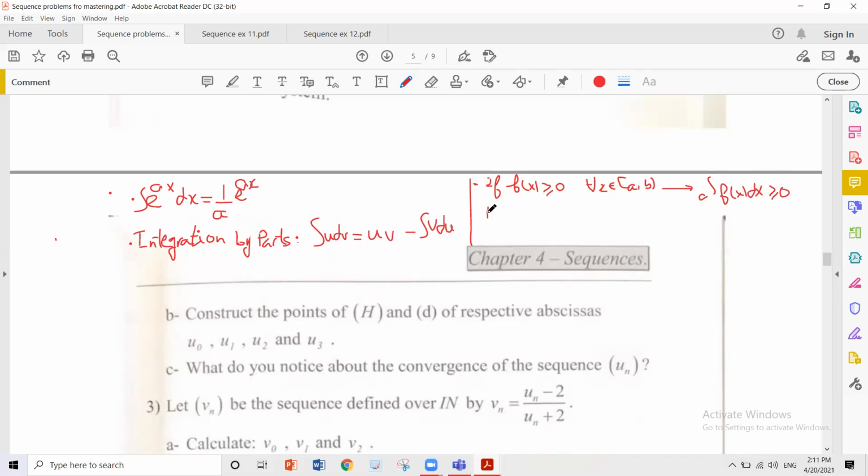If fx less than or equal to 0 for all x over AB, بيطلع عنا ال fx integral from a to b fx dx.